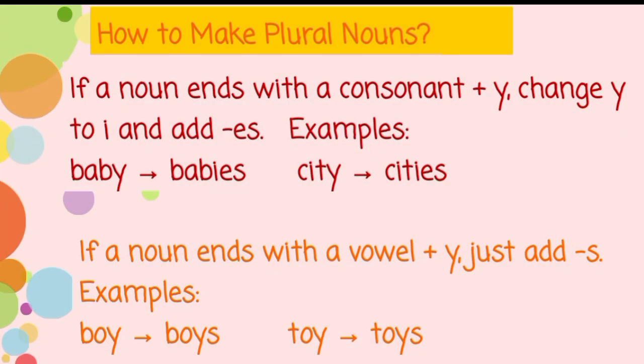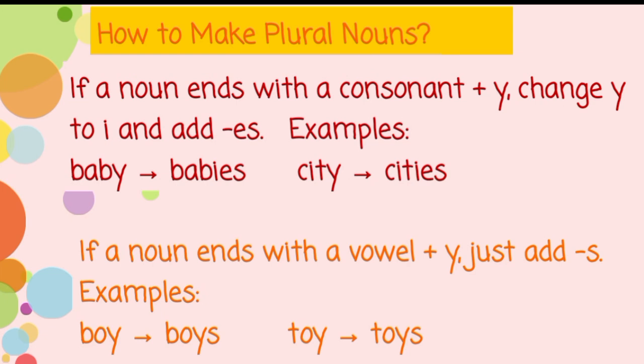If a noun ends with a consonant plus y, change y to i and add es. For example, baby. Here at the end we have y and before y here is a consonant. So we will change y to i and then add es. Same is the case with city.